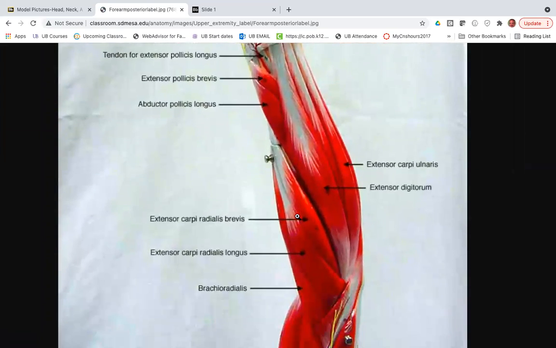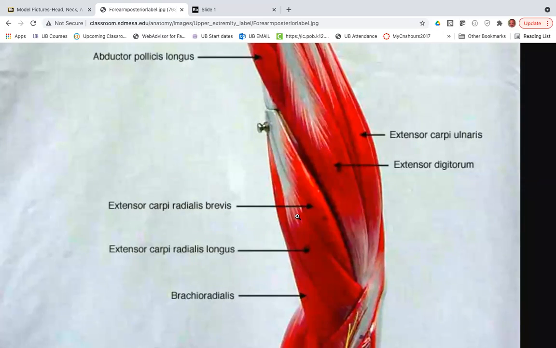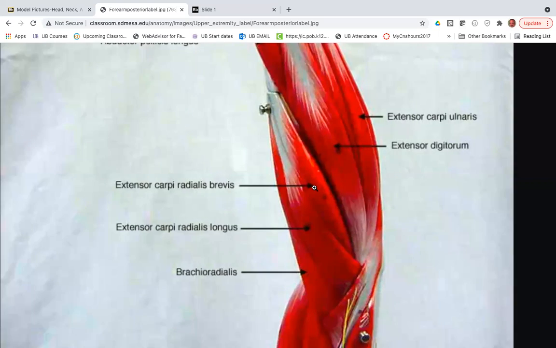Okay, let's take a close-up look at the muscles that we just covered, a clearer image that I can zoom in on here. So here's the mobile wad of 3: brachioradialis, extensor carpi radialis longus, and extensor carpi radialis brevis.